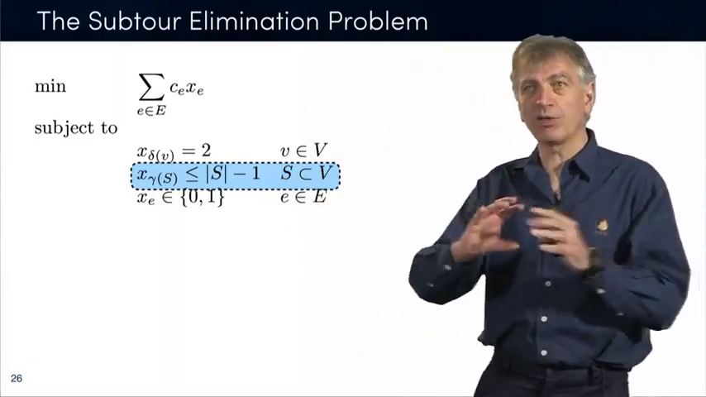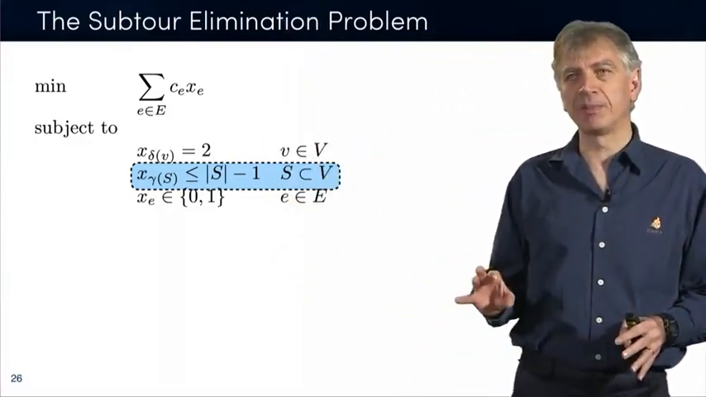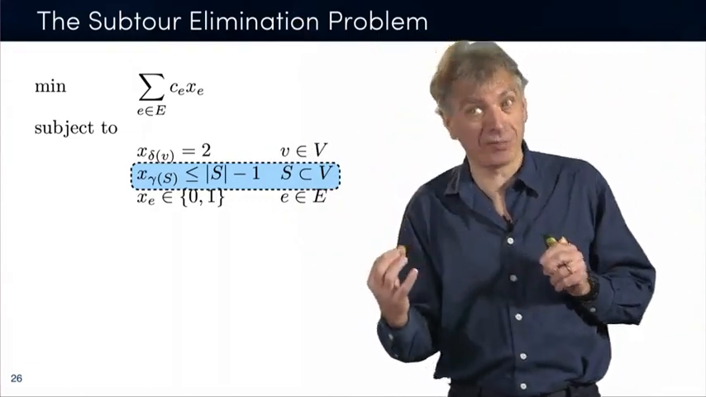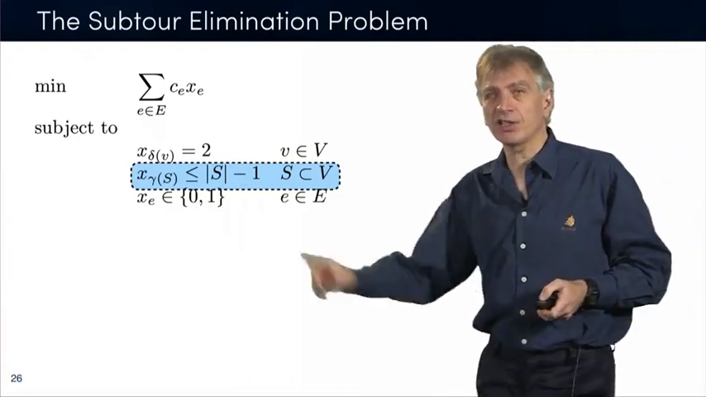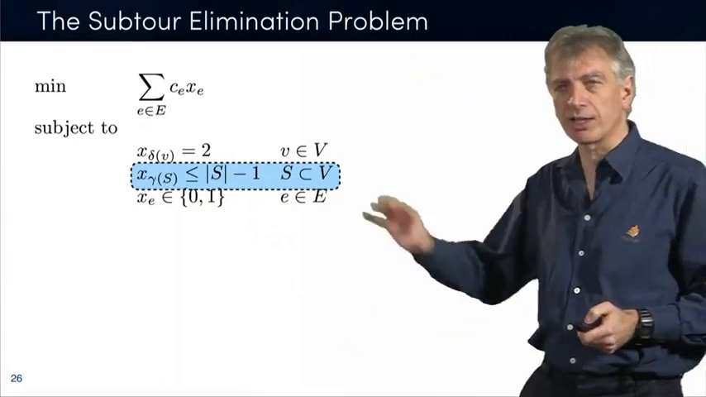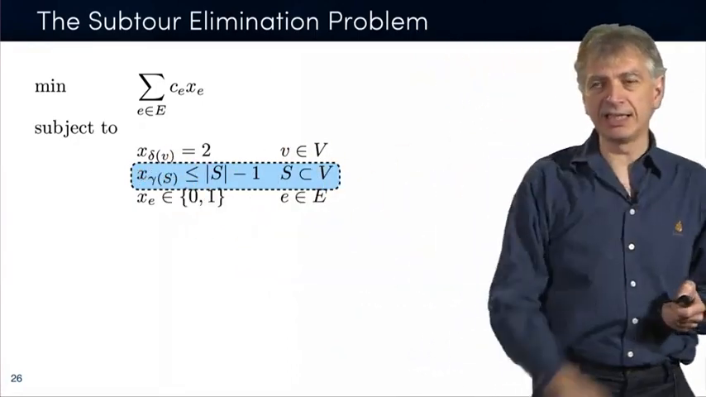Okay, so you have to get out of there. That's what it is basically saying. You can have cardinality of S minus 1 edges, but you have to be able to exit. Okay, so that's what you have there. These are called the subtour constraints. Okay, so you look at every subset and you place these particular constraints.